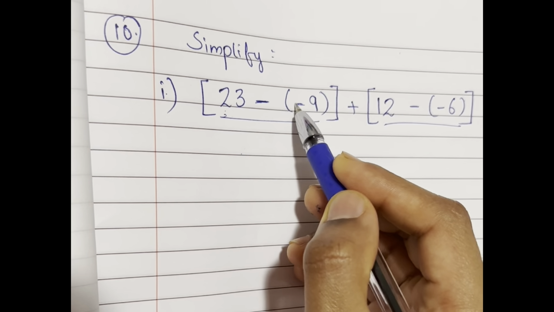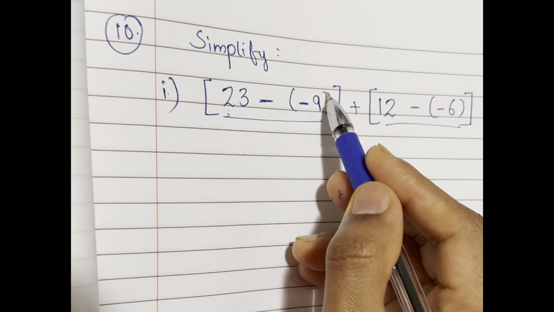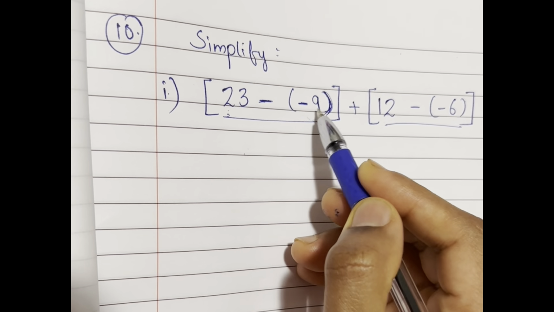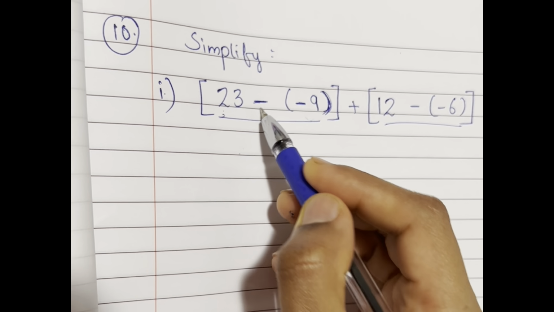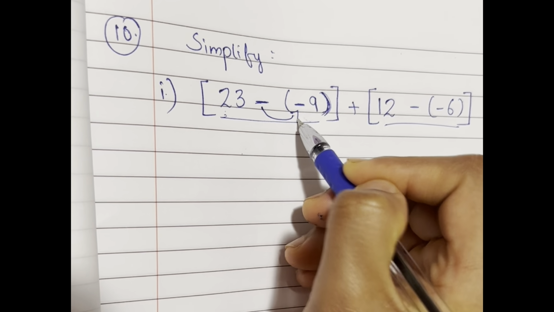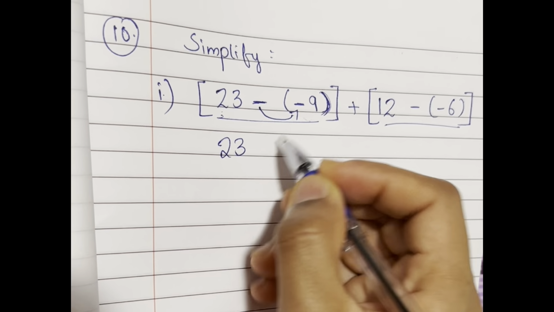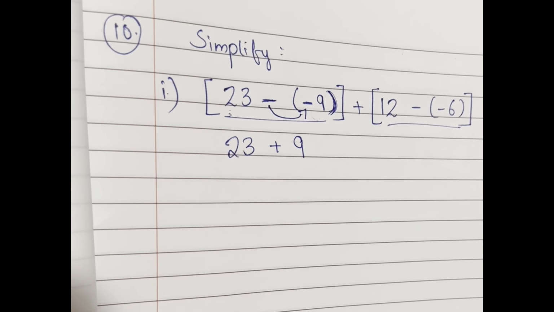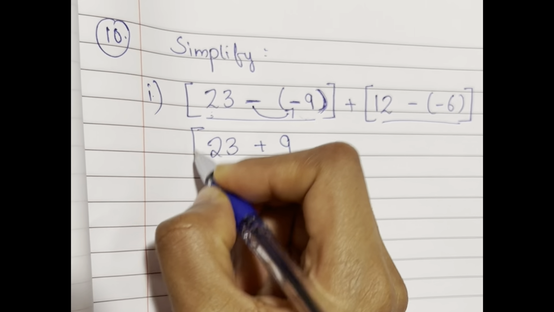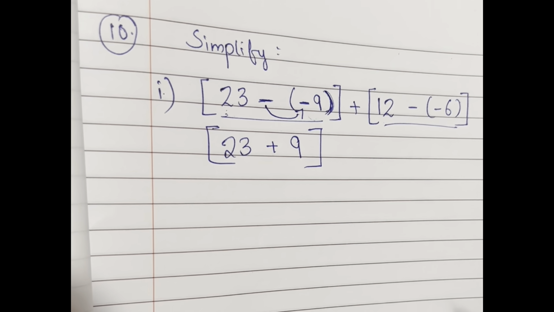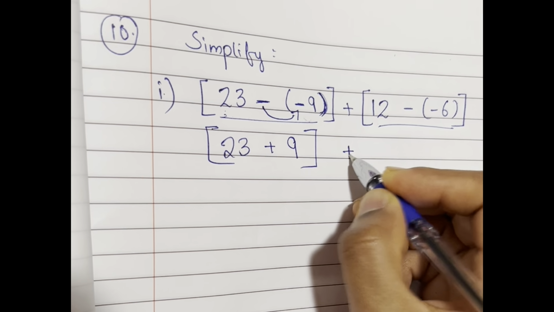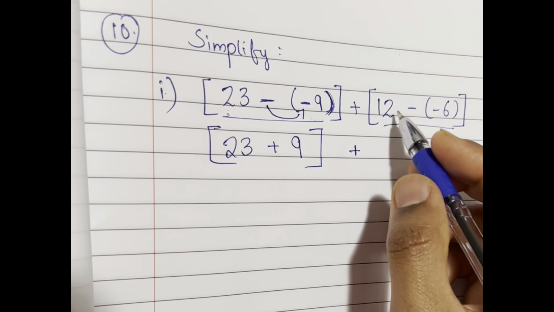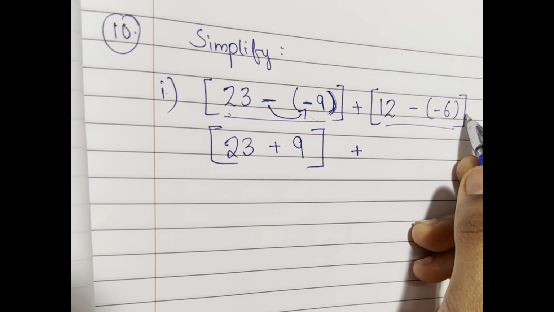Minus of minus 9. In this small bracket there is only one integer, minus 9. So you take this minus sign inside, and it will be 23 minus minus plus 9, inside the bigger bracket. The rest you write here. Again, this bigger bracket you can solve.